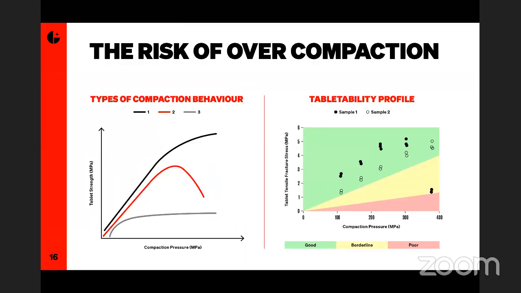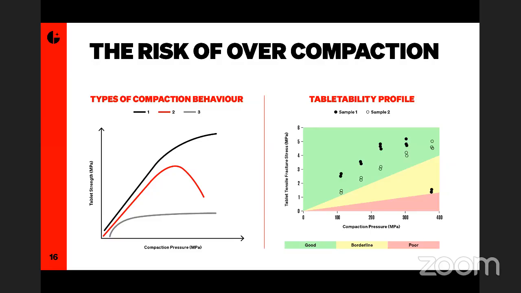Finally, I mentioned the risk of overcompaction earlier and the different shapes of the tabletability profile you can get. You can see on the left, there are 3 different types of behavior. You have type 1, where the tablet strength keeps increasing with compaction pressure, although less and less as the pressure increases.